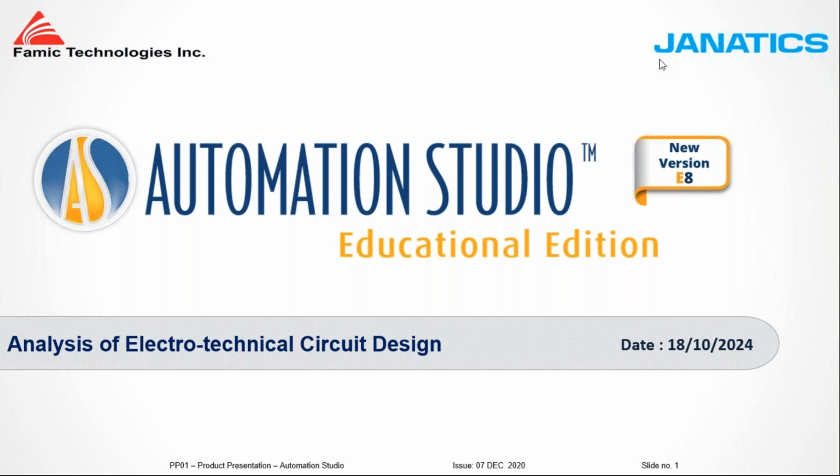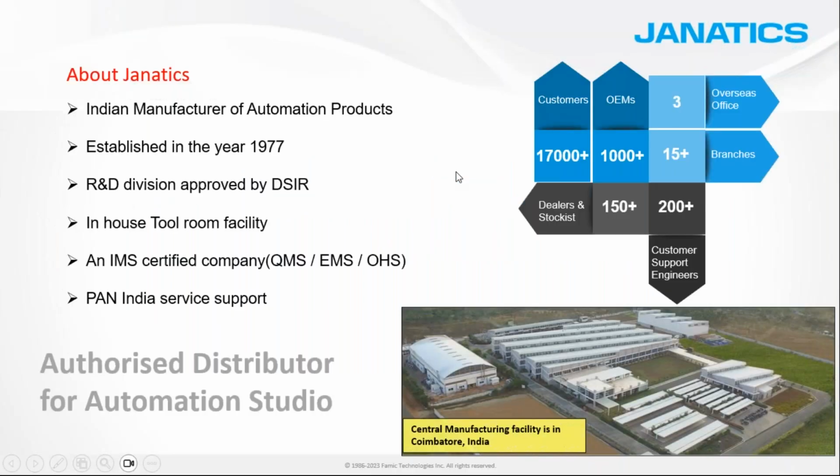Established in 1977, our R&D division is approved by DSIR, and we boast an in-house tool room facility for tool and die machinery. As an ISO certified company, we have a pan-India service facility with our 15 branches across the country and 4 overseas offices in USA, Germany, Africa, and Dubai. Our global presence includes 300 plus supporting engineers and 150 plus dealers and stockers, serving over 1,000 OEMs and 17,000 direct customers.